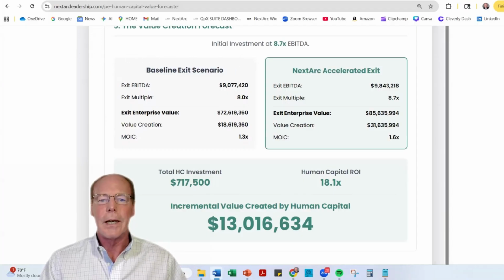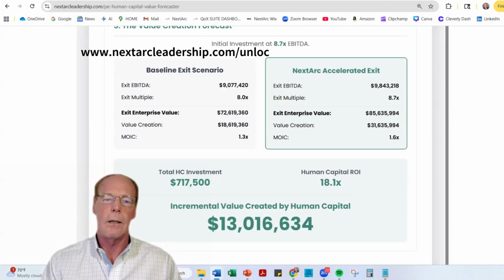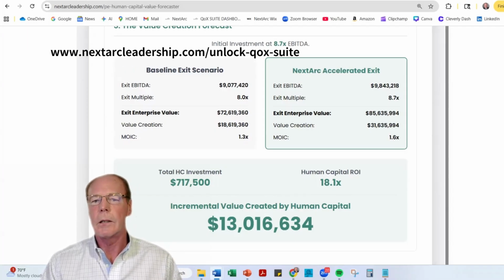So I invite you again to access all 4 of the EiX models free of charge by visiting our website. It's nextarcleadership.com and clicking on the Unlock EiX Suite button. You can use that to do retrospectives on recent deals or contemplate future deals and really just explore how the models work and how they interact and interrelate.